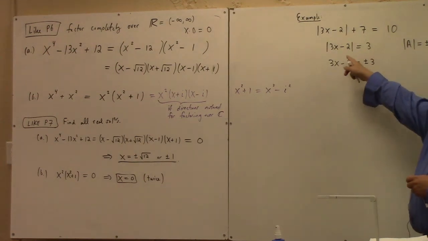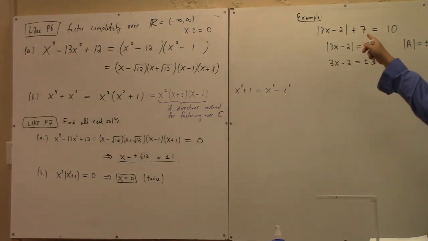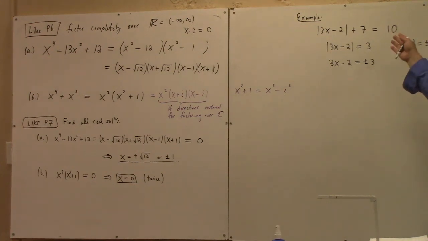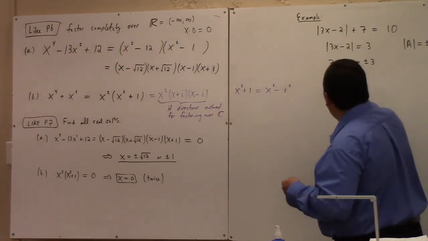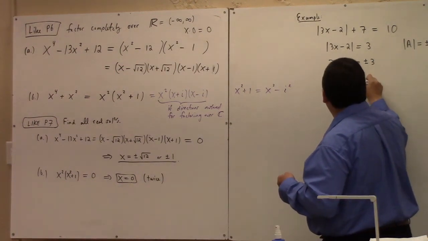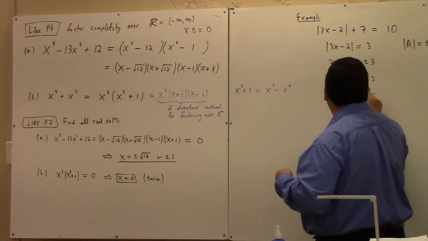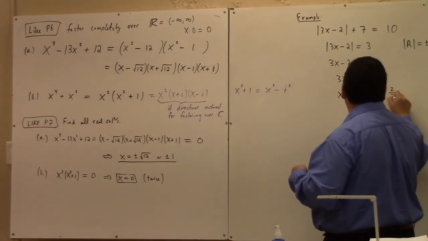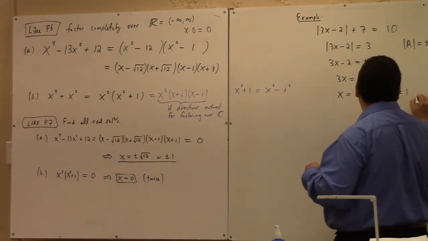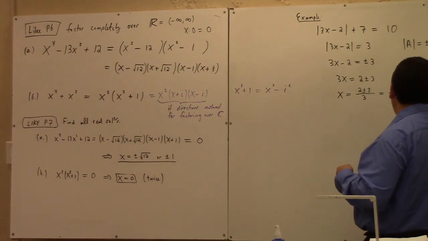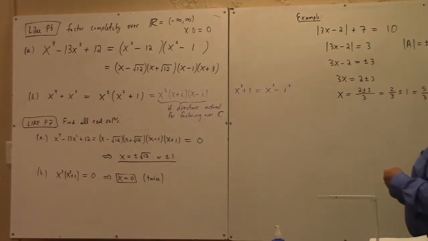Yeah, then I'd have this absolute value equals like minus 17. And the absolute value has to be non-negative, right? So you can't solve absolute value equal to something negative. But anyway, we got 3x equals 2 plus or minus 3. So x is equal to 2 plus or minus 3 divided by 3, also known as 2/3 plus or minus 1. So I guess you could say 5/3 or minus 1/3 would be the solutions here.